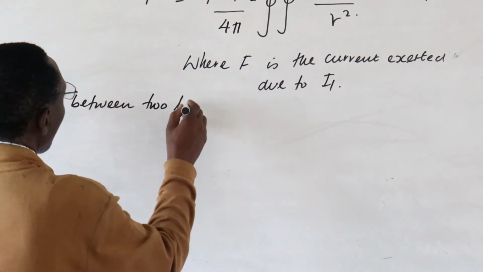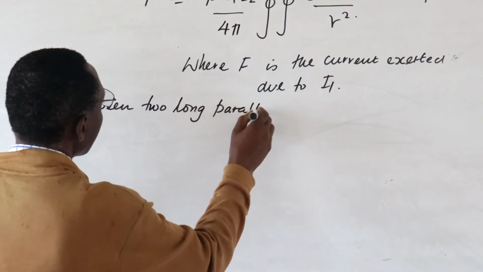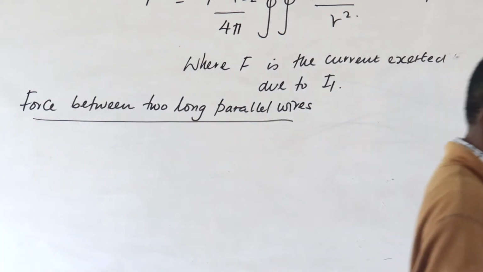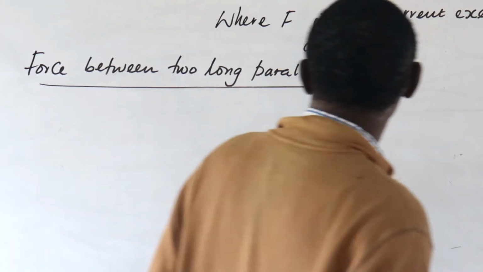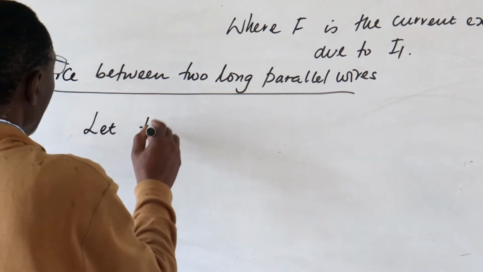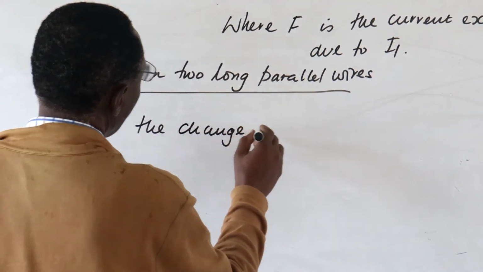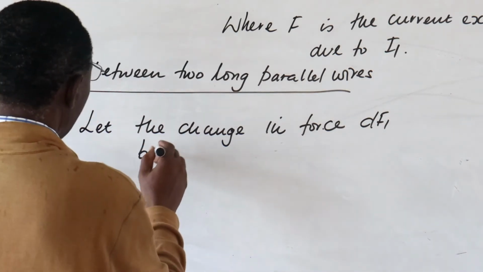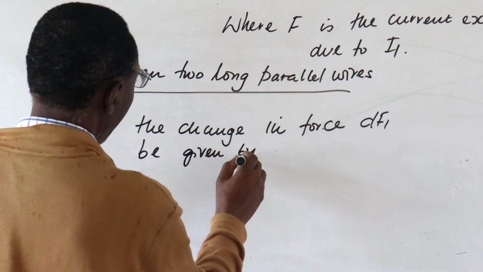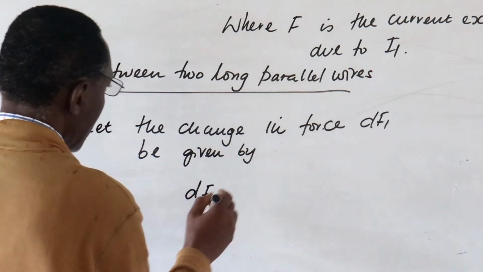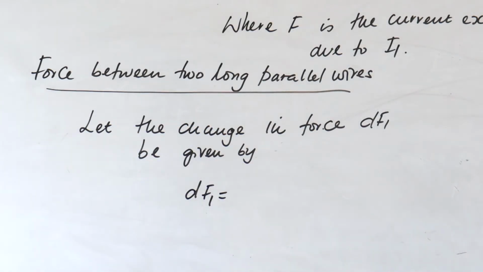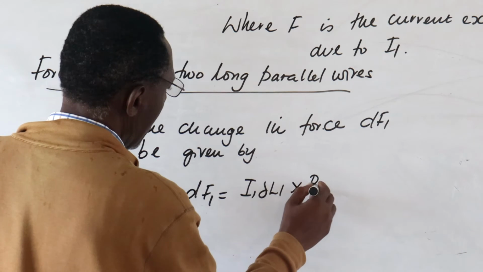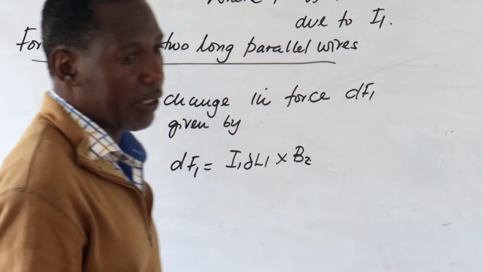two long parallel wires. Force between two long parallel wires. Let the change in force dF1 be given by dF1 is equal to I1 dL1 times B2.